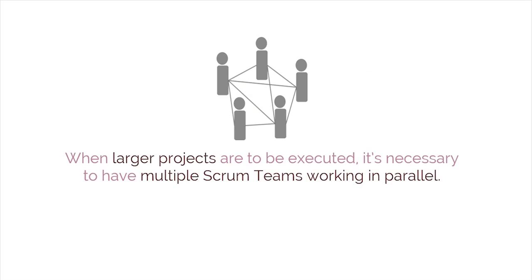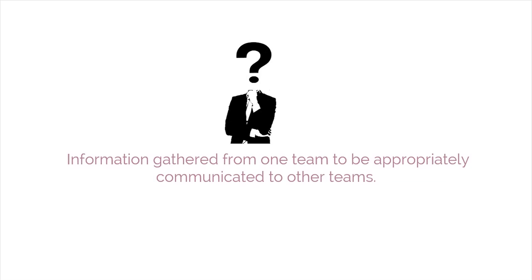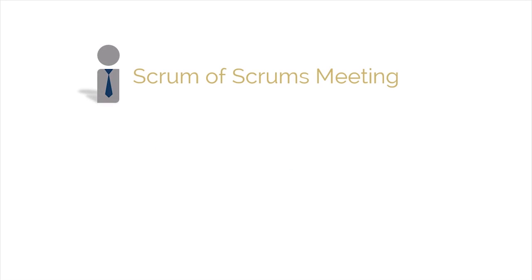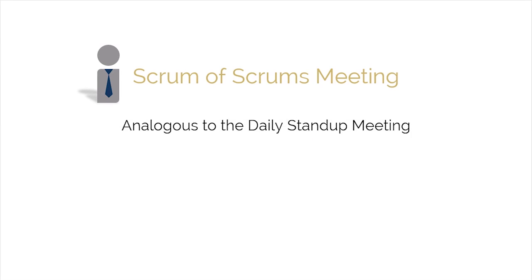Now, when there are larger projects to be executed, it's necessary to have multiple Scrum teams working in parallel. And of course, it's crucial that information gathered from one team be appropriately communicated to other teams. The Chief Scrum Master is responsible for this activity. Coordination across various Scrum teams working on a project is typically done through the Scrum of Scrums meeting. This is analogous to the daily stand-up meeting and is facilitated by the Chief Scrum Master. The Chief Scrum Master is typically the individual responsible for addressing impediments that impact more than one Scrum team.